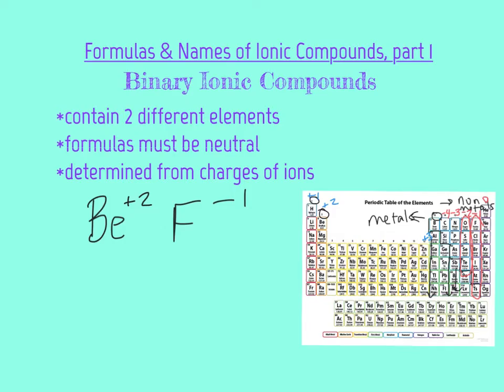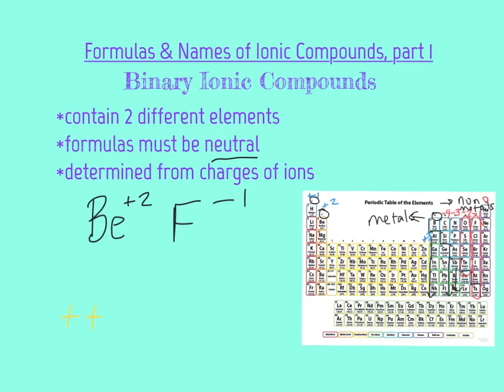So we need this to be neutral, +2 and -1. If we were going to put them together, we would end up with a +1, and we don't want that. We want this number to be 0. So what's going to happen is we need more of one of these to balance out. Do I need more positives or more negatives? Well, I have 2 positives here, and I'm just going to draw this out so you can kind of see. I have a plus and a plus, right?